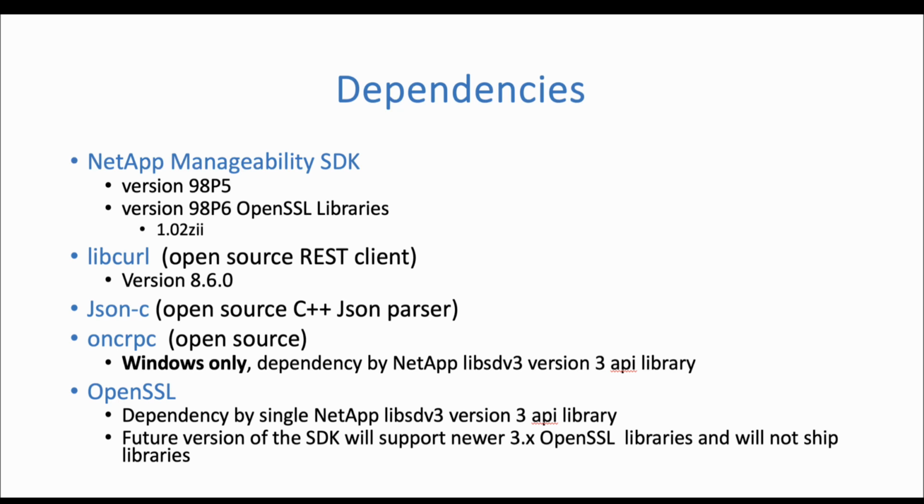These are all the dependencies. The most important thing to mention here, I think, is OpenSSL. The SDK that was used for this release of the client still depended on an older version of OpenSSL that was shipped with the SDK. Future versions of the SDK will no longer ship OpenSSL, and development will be building it. It'll be a new version of OpenSSL, but that's in the future.